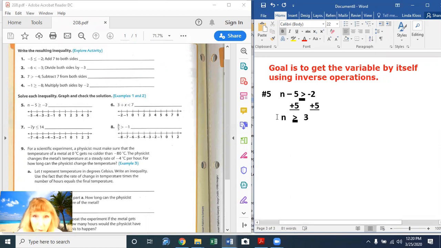Now, I didn't multiply or divide by any negative numbers, correct? So my sign stays the same. So my answer should be n is greater than or equal to 3.